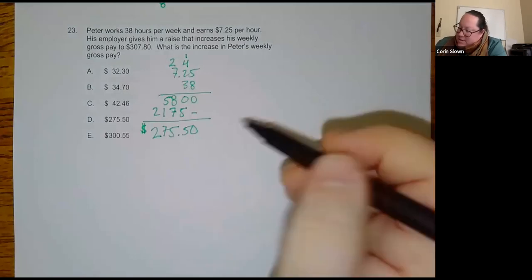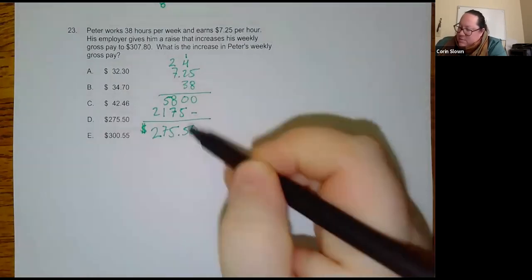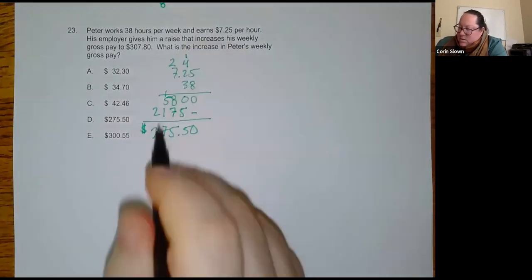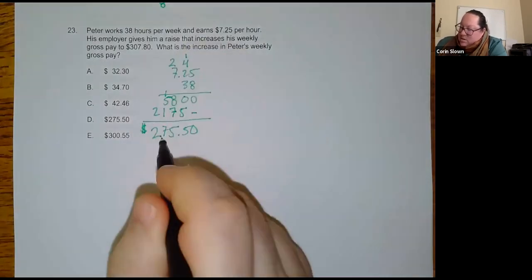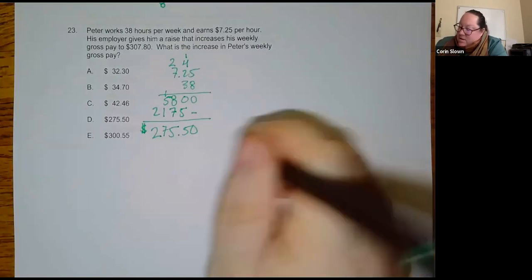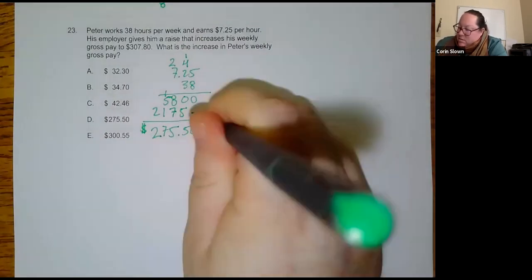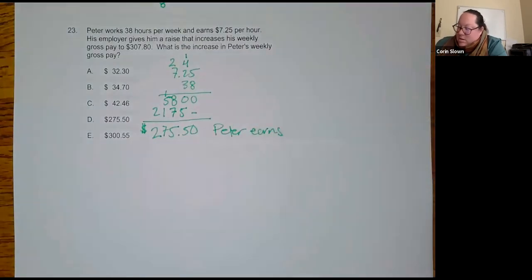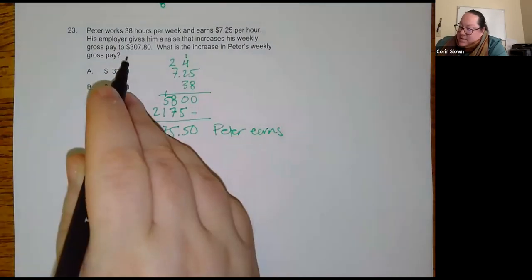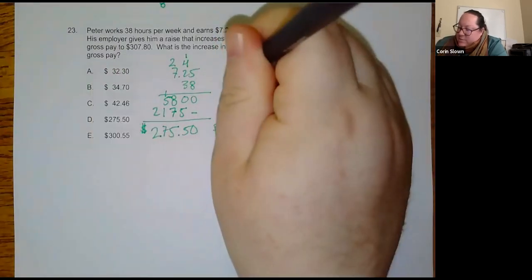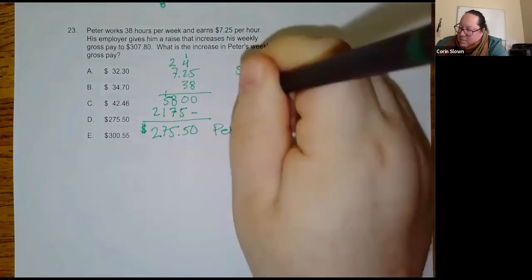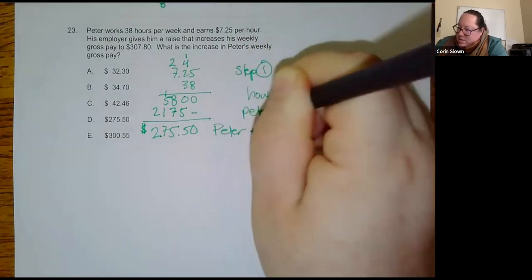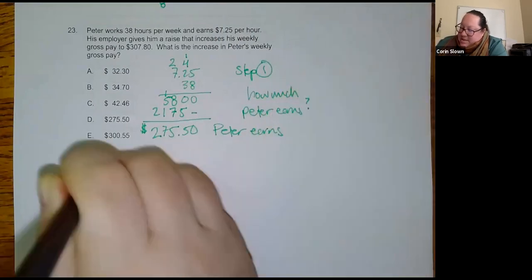Let me check that. Zeros, 5, yep. 8 and 7 is 5, yep. Carry the 1. 1 plus 1 plus 5 is 7 and 2. Right, so that is how much Peter earns. So the increase is $307.80. So this is step 1. How much Peter earns.